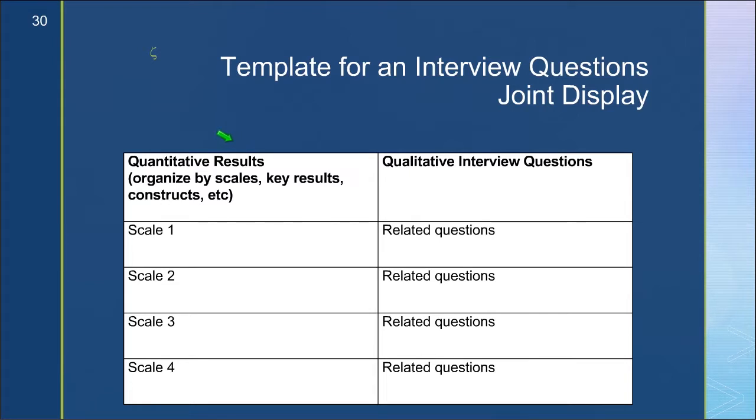The organization is intentional. So this is following an explanatory sequential design where we start quantitatively and then plan that qualitative follow-up. So that's why I have the quantitative results on the left side and the qualitative interview questions on the right side.